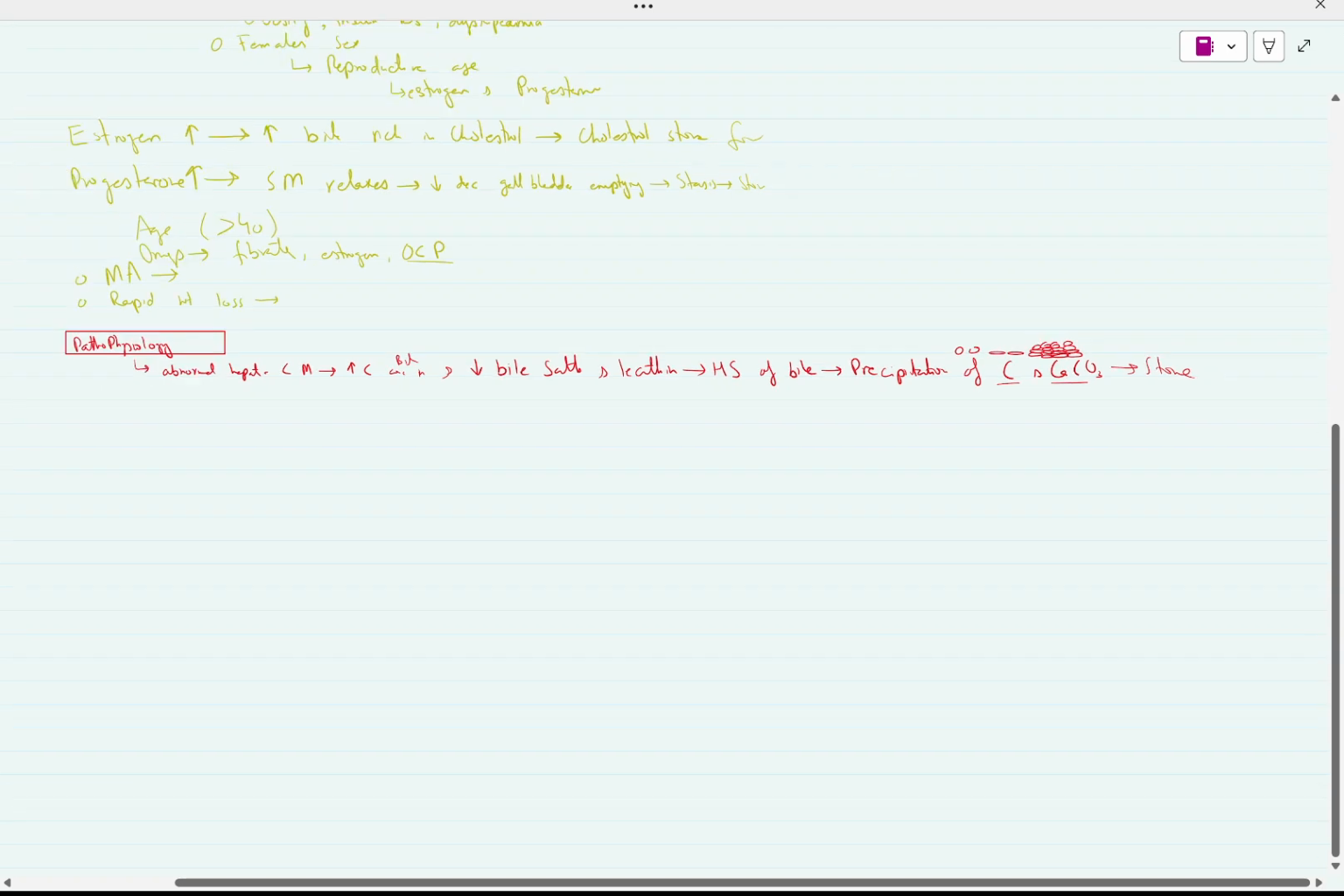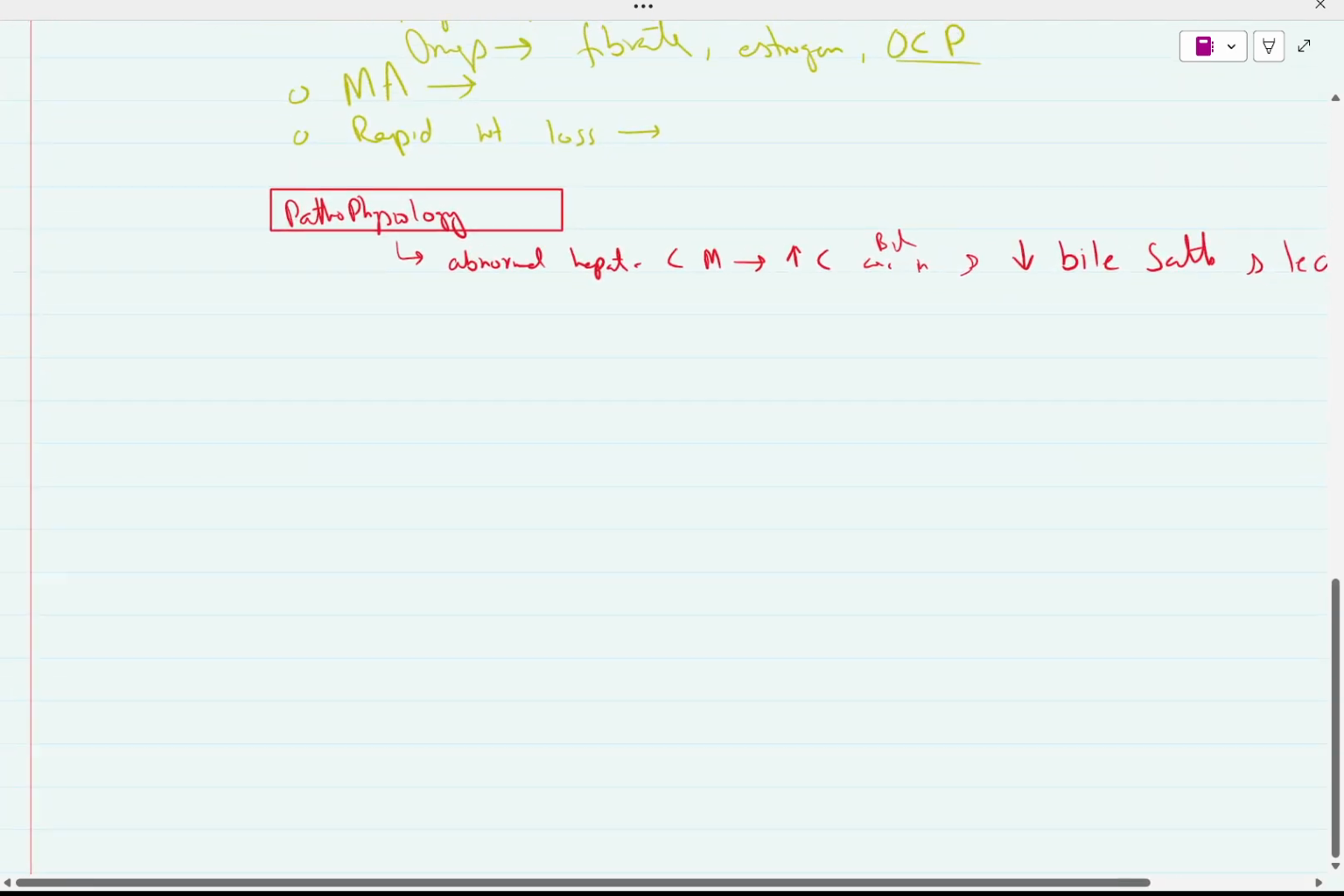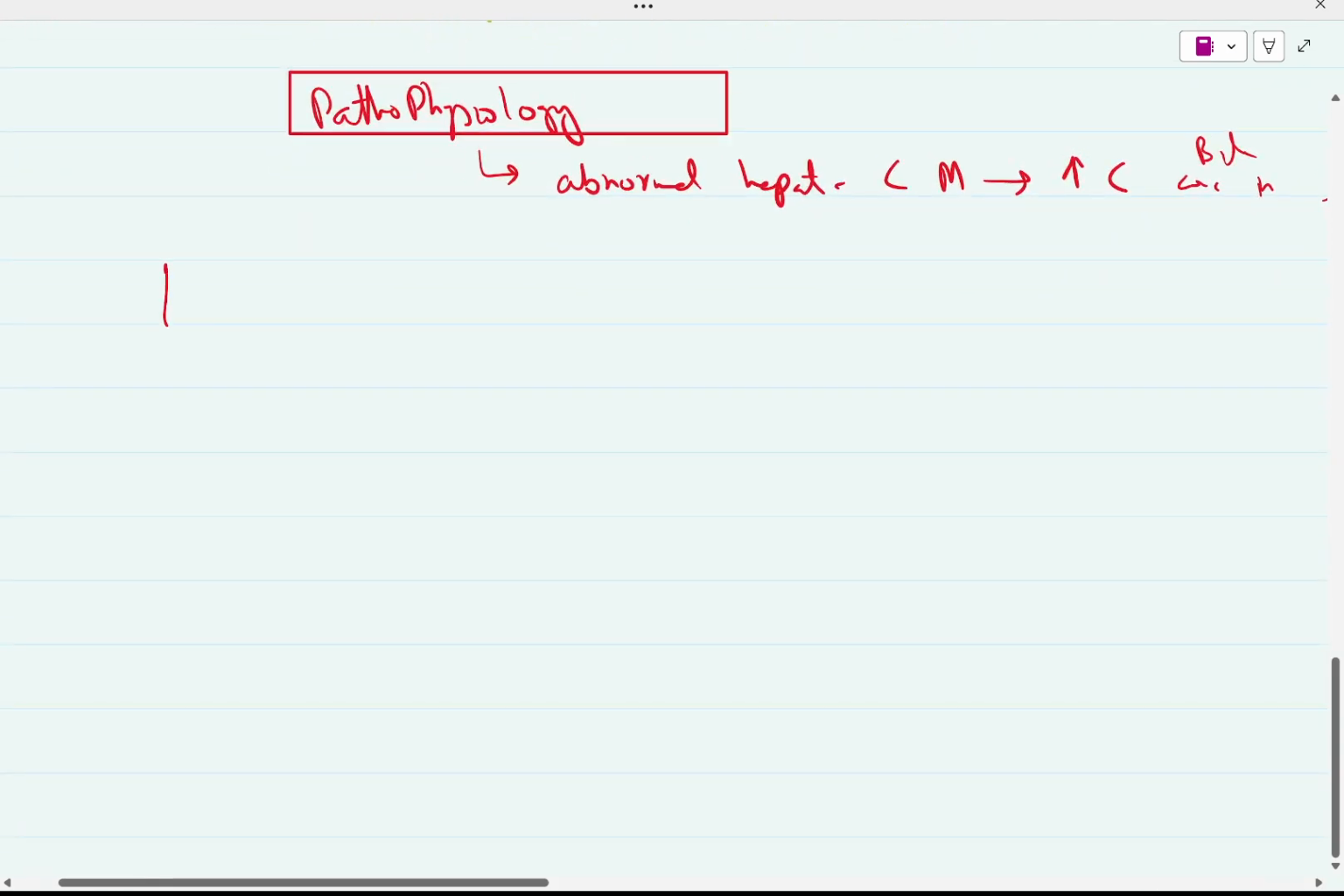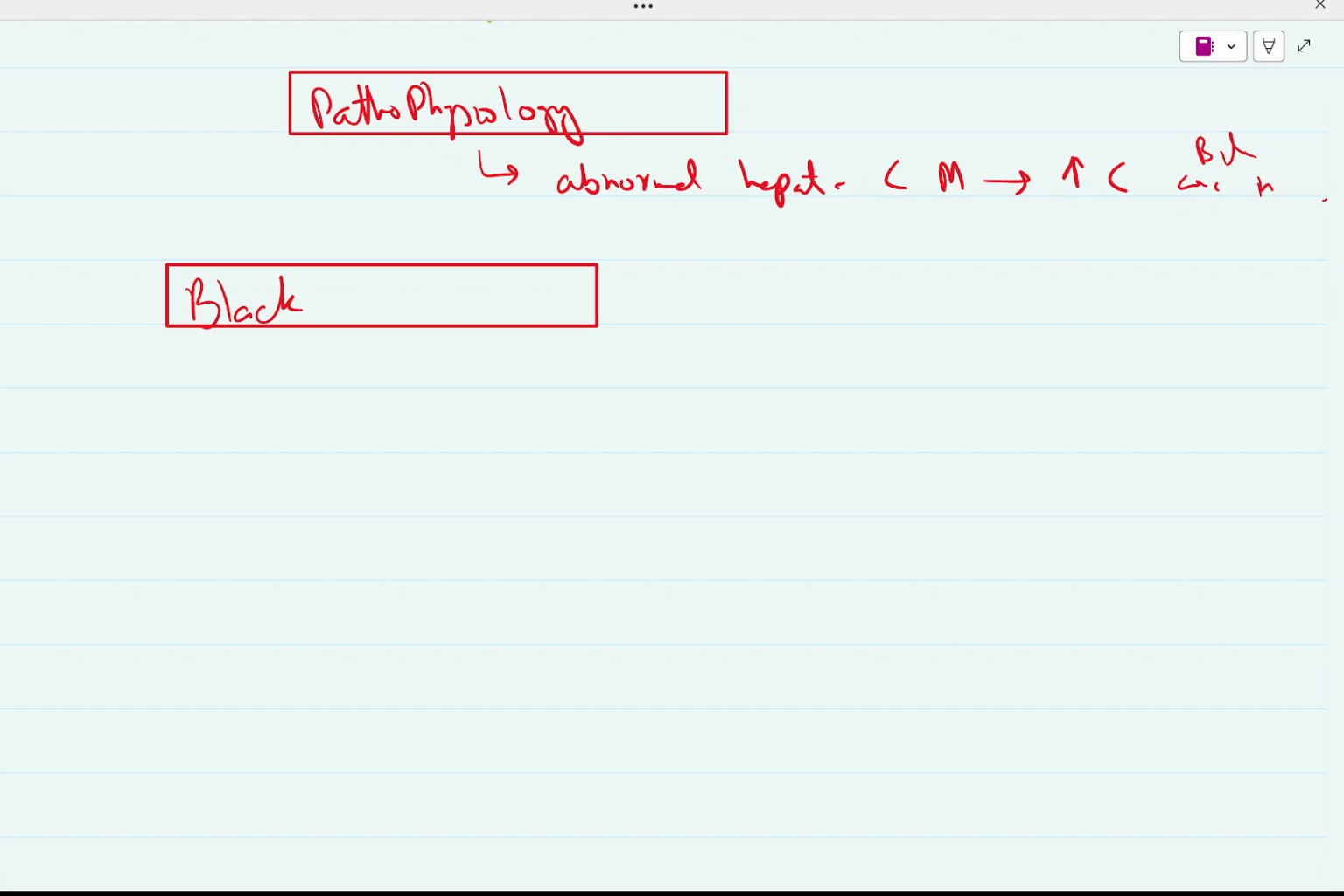So next thing is black pigmented stones. A patient can have a black pigmented stone. How are black pigmented stones formed? We are going to study. The first type of stone that can form in the gallbladder is cholesterol stone. Next is black pigmented stone. There is pigment, so it means there is a pigmented compound in such stones, which is going to tell us what kind of stones these are.